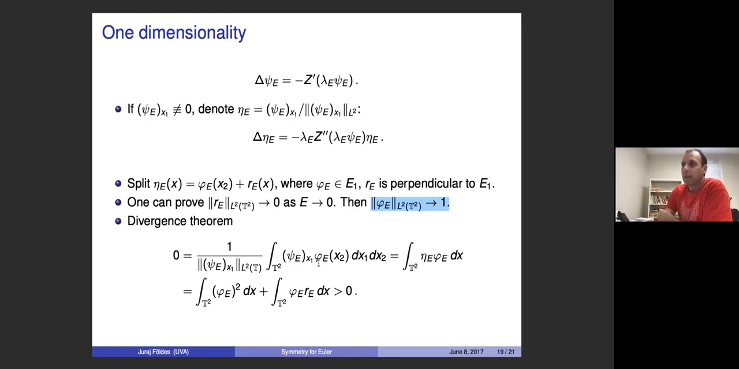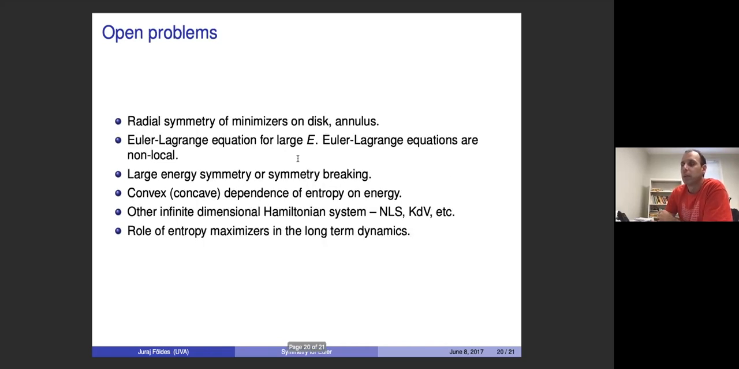But then on the other hand, I can just plug it in, up to the normalization constant. This is just this eta e, that was the derivative. And the eta e, I can split into two parts, which is going to be phi of e and the remainder. Well, the point is that this guy converges to one and this guy converges to zero. So for small energy, the whole expression here is going to be positive, but that's a contradiction. So that's somehow the way to prove this one dimensionality, and that will wrap up the proof.